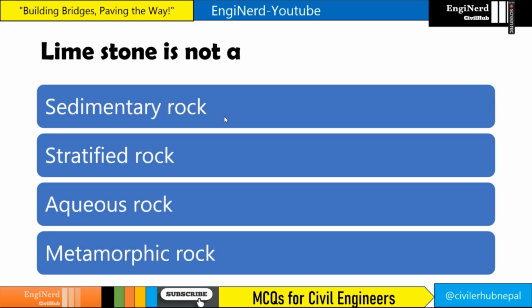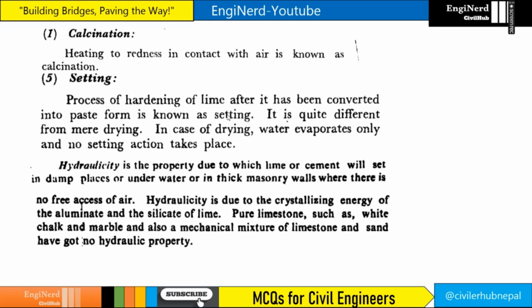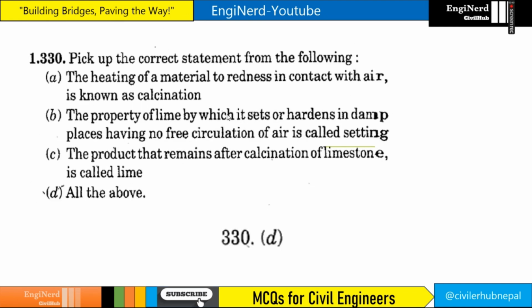Limestone is not a metamorphic rock, right? It is a sedimentary, stratified, and aqueous rock. Pick up the correct statement from the following. The heating of a material to redness in contact with air is known as calcination. The property of lime by which it sets or hardens in damp places having no free circulation of air is called setting. The product that remains after calcination of limestone is called lime. All of the above is the answer, right? So you can see here and here. This question was from the Augur book, and the answer is given as all of the above.